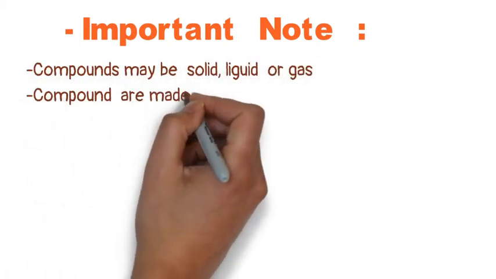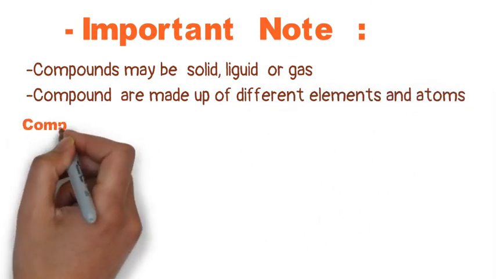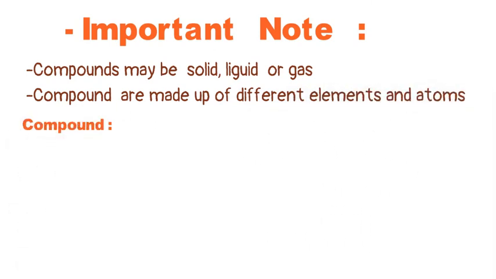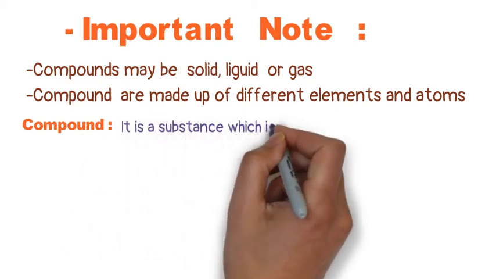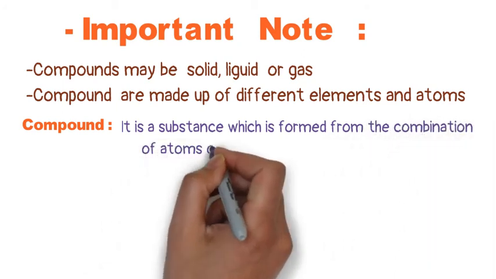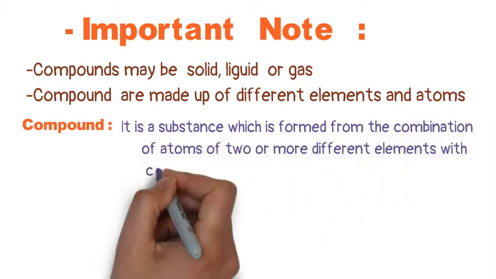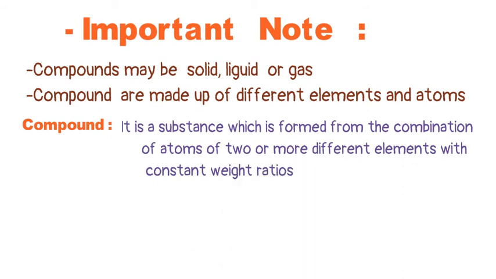Also, we have some notes here that we should take into consideration. The compound also may be solid, liquid, or gas. The compound is made up of different elements and atoms. What is meant by compound? Compound means the substance which is formed from the combination of atoms of two or more different elements with a constant weight ratio.